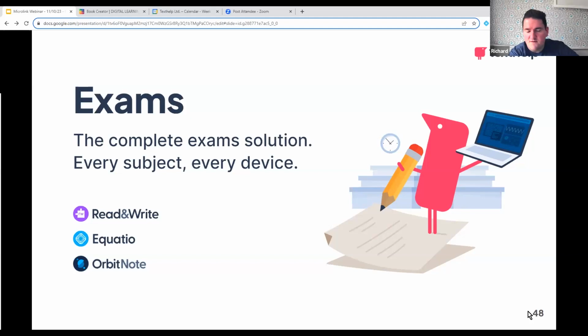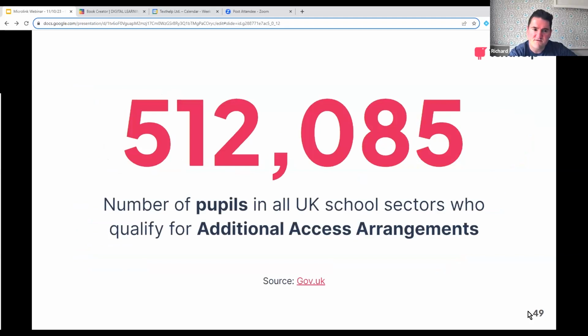Lastly, and following on from independence, and Jason has already alluded to exams, how Read and Write, Equatio and OrbitNote can become the complete exam solution for every subject and every device. Just get some slides now on some numbers. So just over 500,000 is the total number of pupils in all UK school sectors who qualify for additional access arrangements.